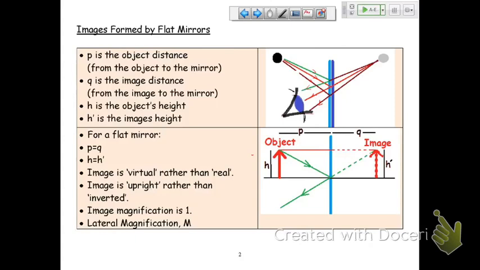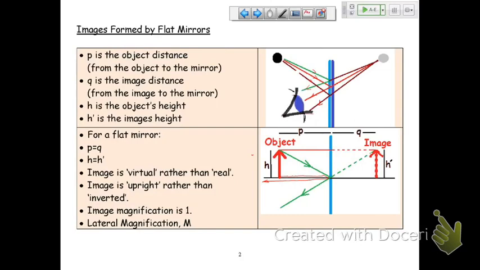There's light going from the object in all directions, and we only pick a few rays. One ray goes from the bottom of the object and hits the mirror at 90 degrees and bounces back. I could draw that in. I didn't draw it in on the original, shame on me. There's a million other rays I could draw, but that's an important ray because it tells me where the bottom of the image will be.